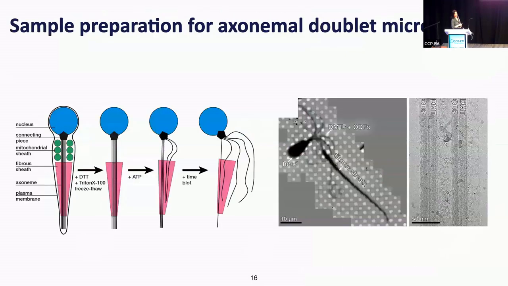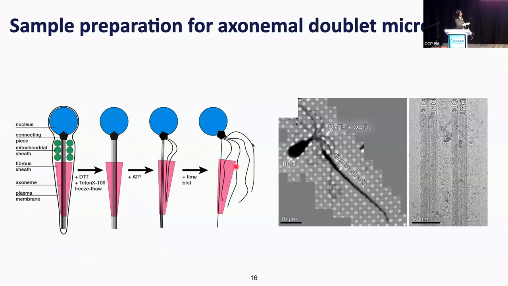And this is kind of the workflow, how we do that. So what you do is we gently remove the membrane by adding a detergent. And then we add DTT to remove this layer of mitochondria around, so in this area. And then once you add ATP, the microtubules, the dynein start to work on each other, and the whole structure starts to disassemble, but in a very gentle way.